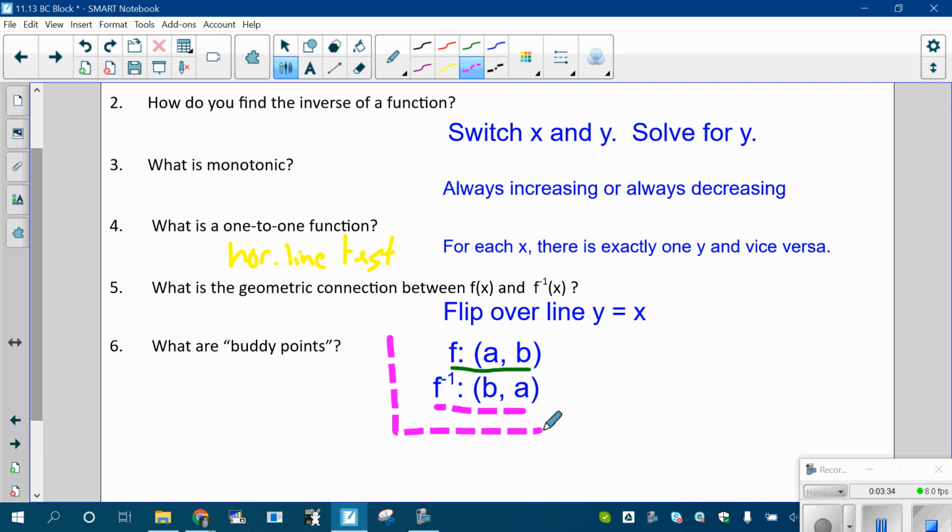Okay, this is an important idea. If you have a point on a function and you flip the coordinates, that flipped point will be on the inverse function. Okay? We call these 2 points, well, they're different points, but we call them buddy points. They're friends with each other. They're buddies. Okay?